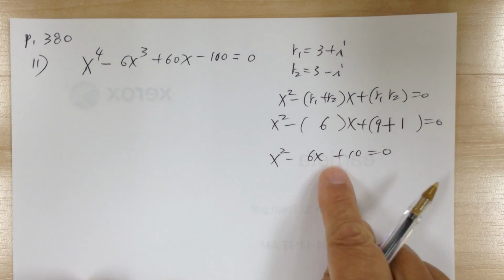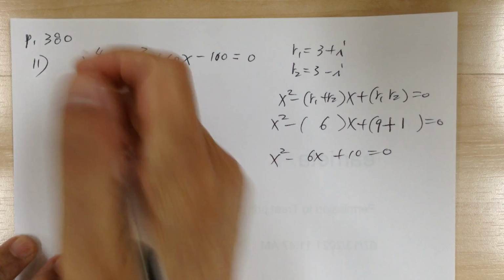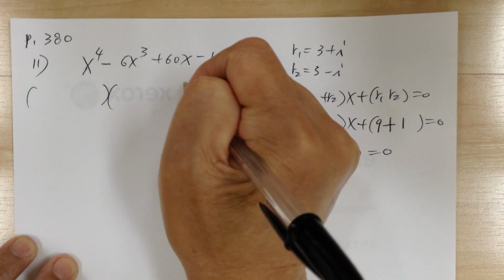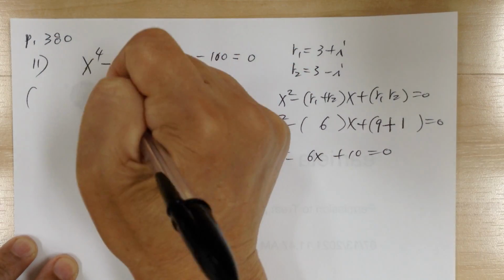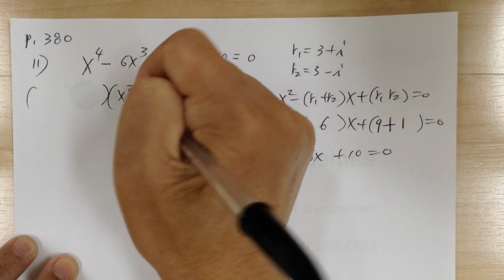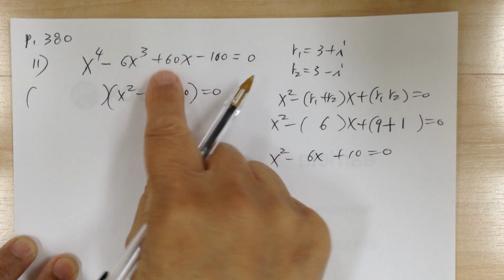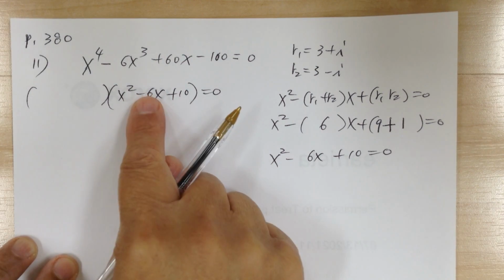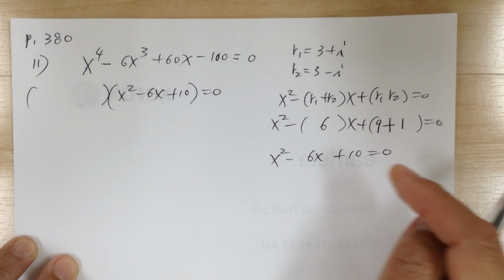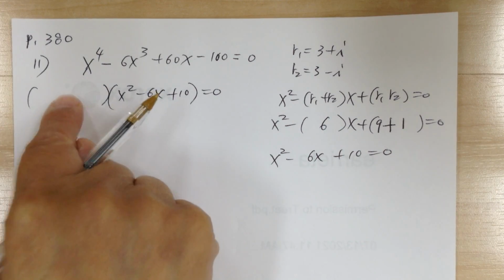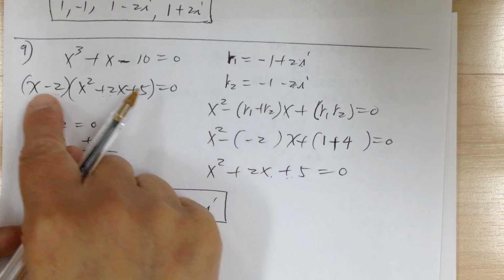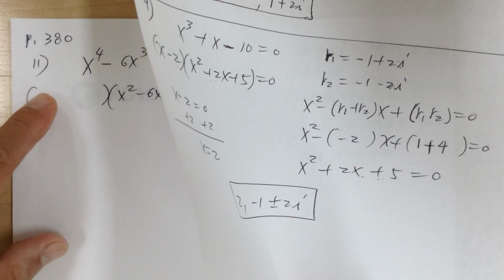So these two answers came from this part. So that means this will factor into this part like this. So this would be x squared minus 6x plus 10. Okay? So again, this will factor into these two factors. And these will give you these two answers. So now we have to figure out what is this over here. Now this one is not as easy as this one because this one is a single power. But this one you're not going to be able to figure it out.